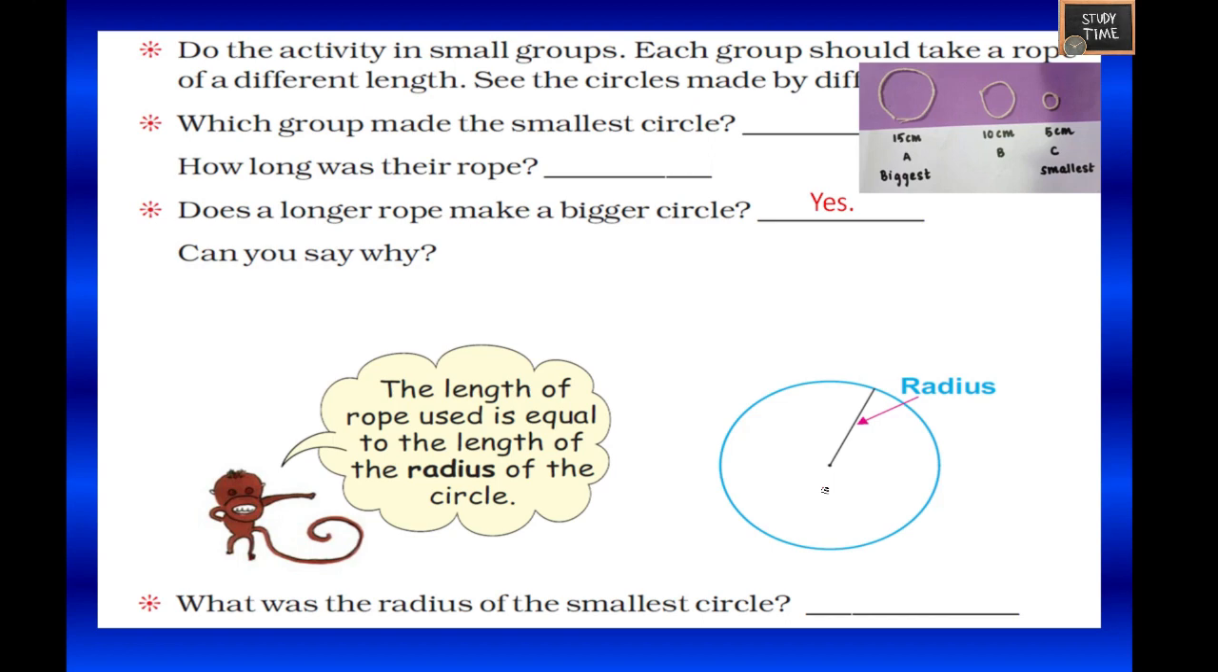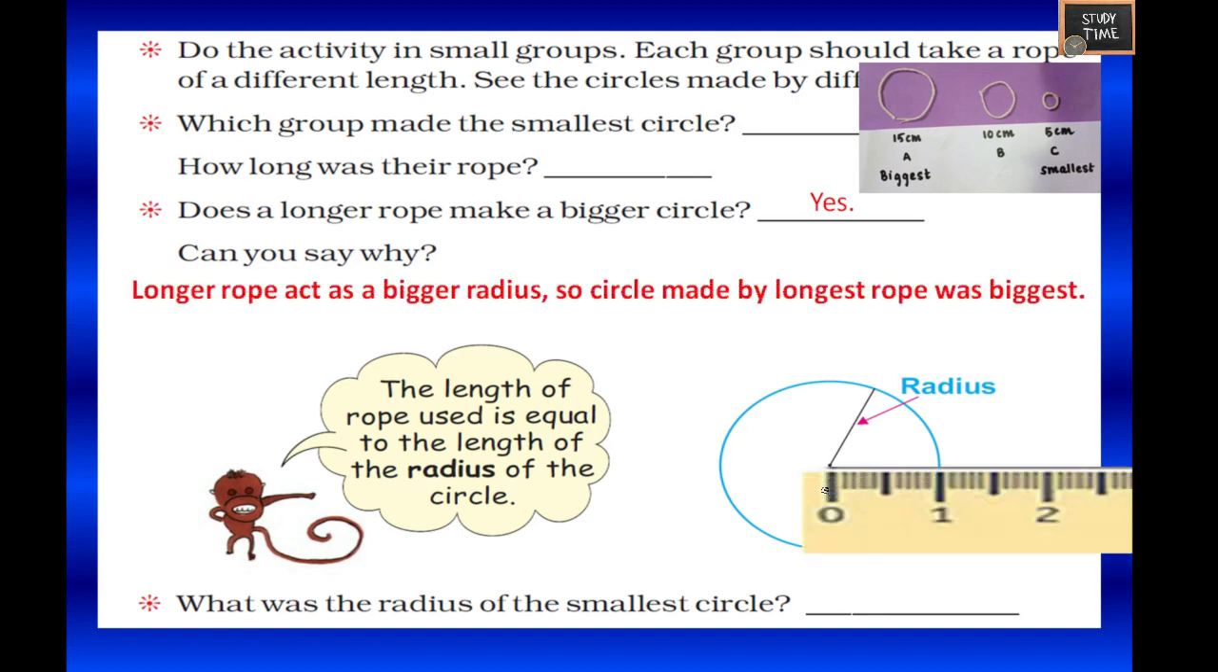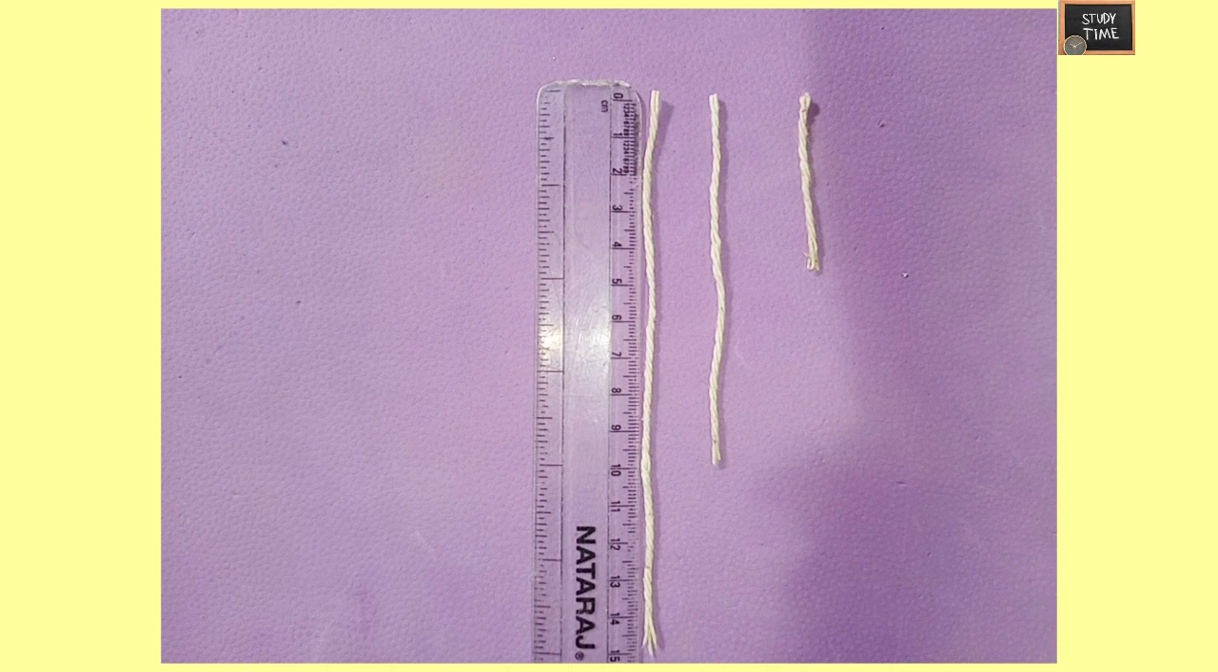Next, we are going to see the activity for small groups. Do the activity in small groups. Each group should take a rope of different length. See the circles made by each person. Next, we are going to make a circle with rope.